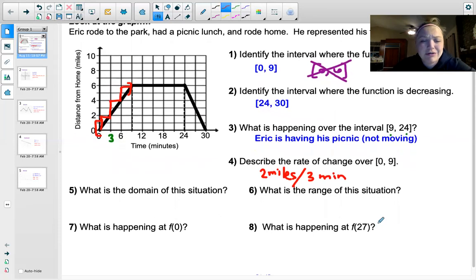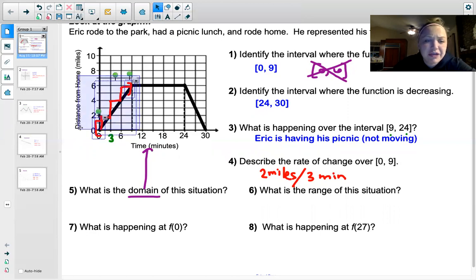Okay, what is the domain of this situation? This is a word that we've heard before. We've talked about domain. Domain is going to be all of the input values. And remember, our input values are the x values. So what can time be in this situation? Well, if I look at this situation, the first time value that was given to me was all the way over here at 0. That was the first lowest input.